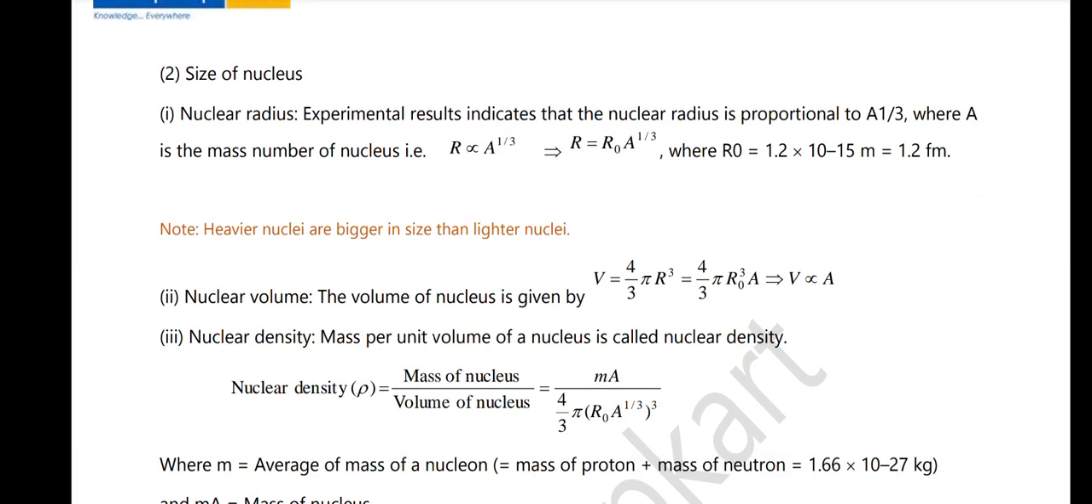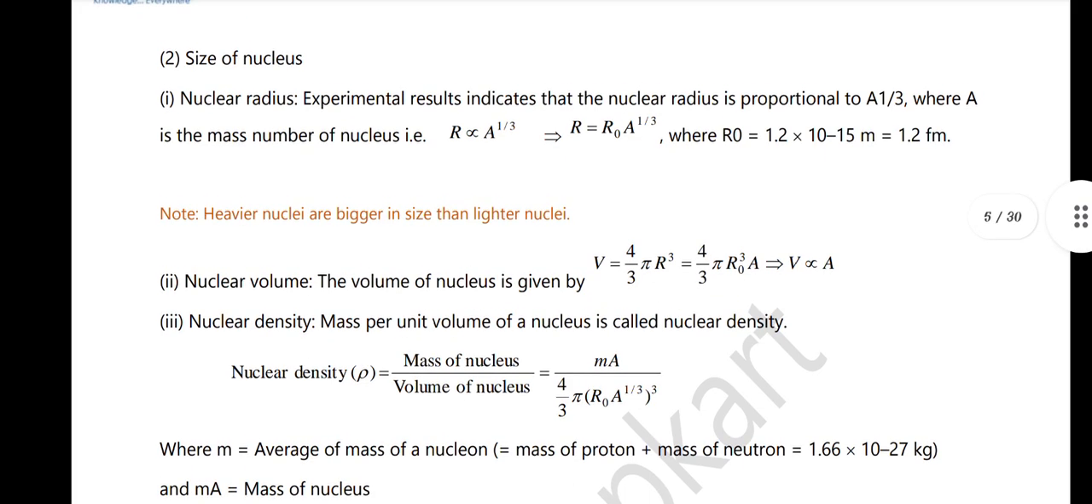Now size of the nucleus. First we learned the different types of nuclei, we learned 4 types of nuclei, right? After that, the next thing we are learning is the size of the nucleus, that is the nuclear radius. It is an experimental result which indicates that the nuclear radius is proportional to A to the power 1 by 3, where A is the mass number of the nucleus.